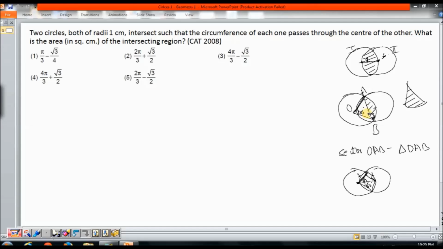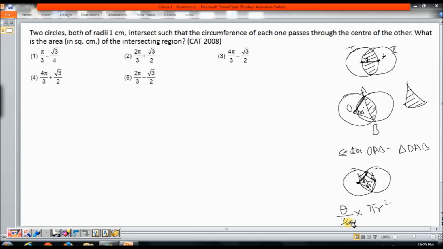Why am I bothered about finding this angle? Because this angle will help me find the area of the sector. If I want to find the area of the sector, I need to know the angle projected by the sector at the center, and I know the area of a sector is given by theta by 360 into pi r square. Area of a full circle is pi r square and area of a sector is nothing but theta by 360 into pi r square, where theta is the angle subtended by the sector at the center of the circle. So this is the area of the sector.